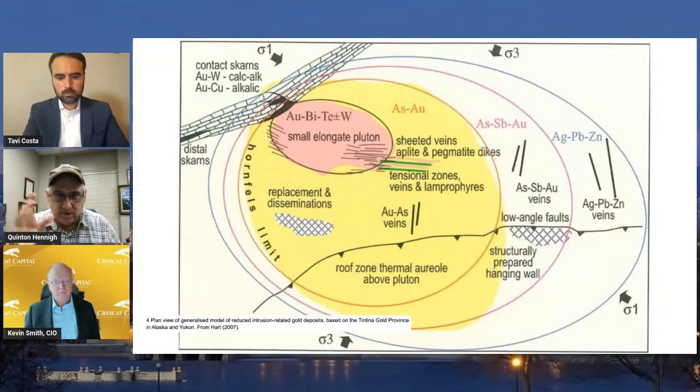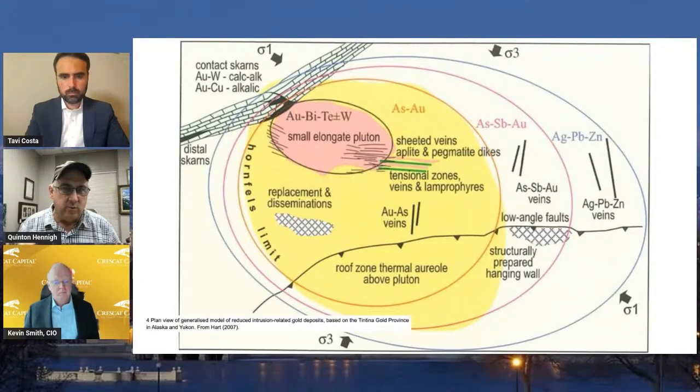There's a few little nuances in here I might point out, like lamprophyres. What the heck is a lamprophyre? Well, a lamprophyre is usually a dike-like body, so it's a magma that came up along a small fracture. And lamprophyres often have a composition that indicates they're derived from way, way down in a mantle environment.